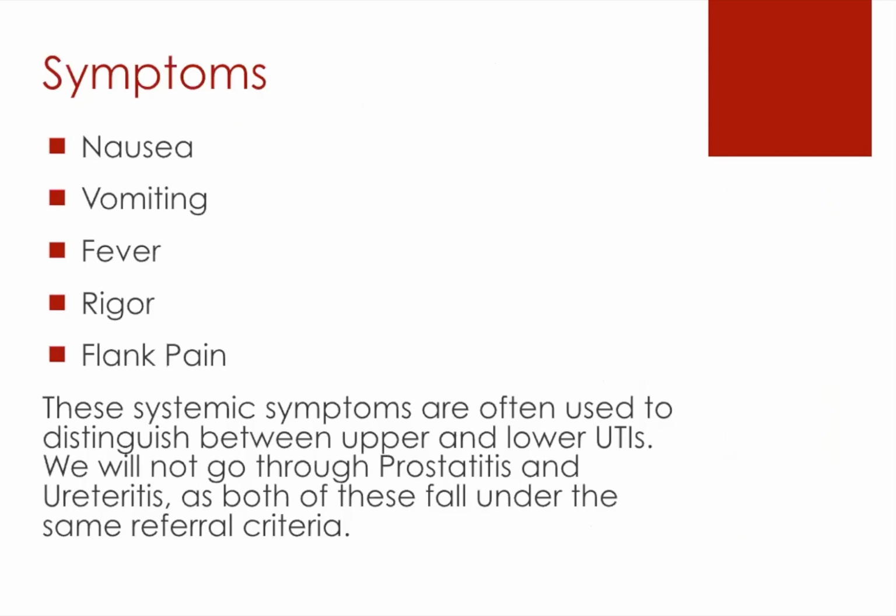Now, symptoms of upper UTIs are different and can distinguish between a lower and upper UTI. These include nausea, vomiting, fever, rigors, and flank pain. So pain in the lower abdomen and the sides. If a patient's complaining of pain in the lower abdomen and the sides and they're experiencing a fever, this could be indicative of an upper UTI. And it's often used to distinguish between the two.